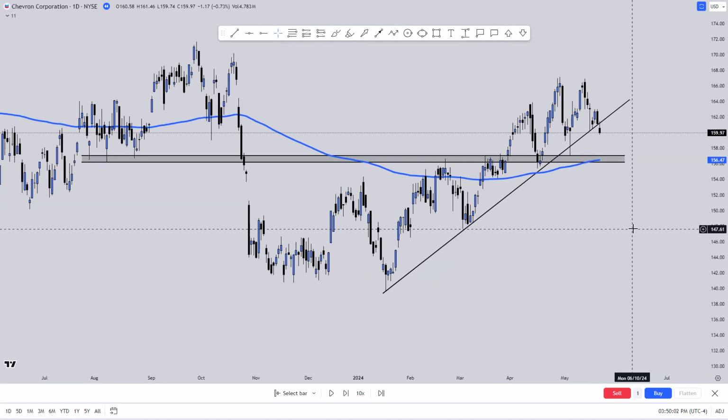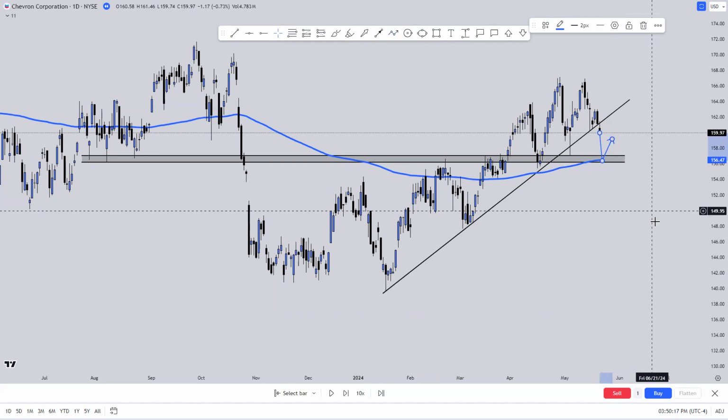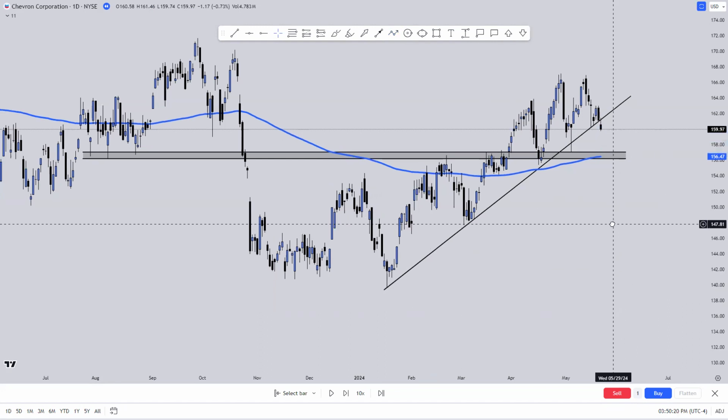And then we have the 200 exponential moving average right at the level. So this is giving me confluence. What this is telling me is that there's a good chance that if the price comes back to this level, we can get a good bounce from here again. So that's what I was looking for.